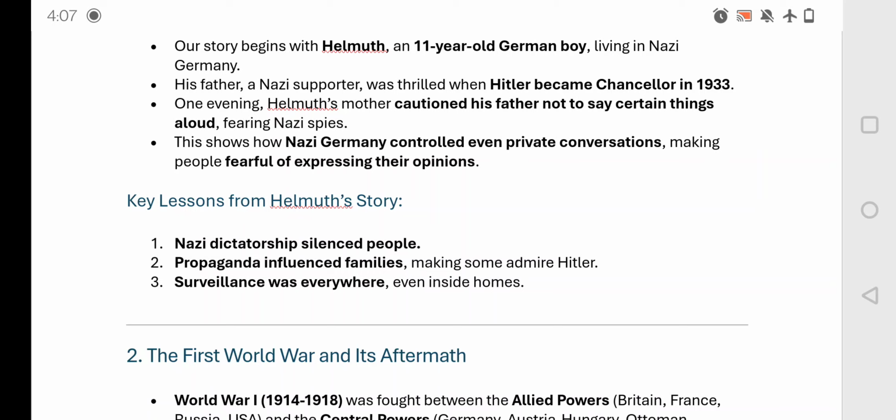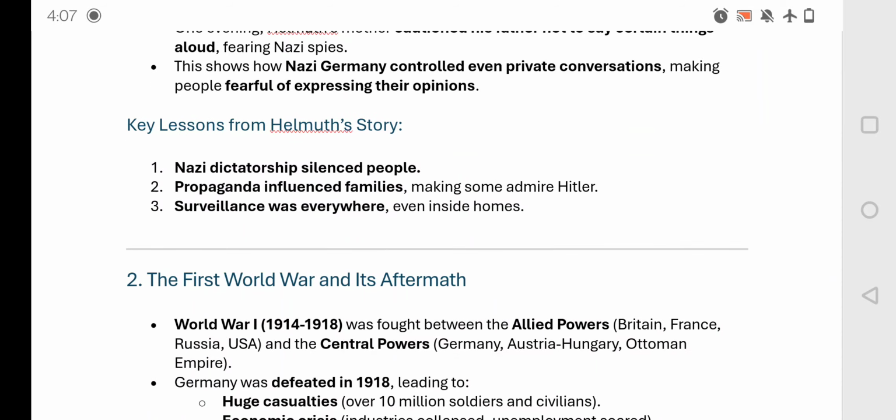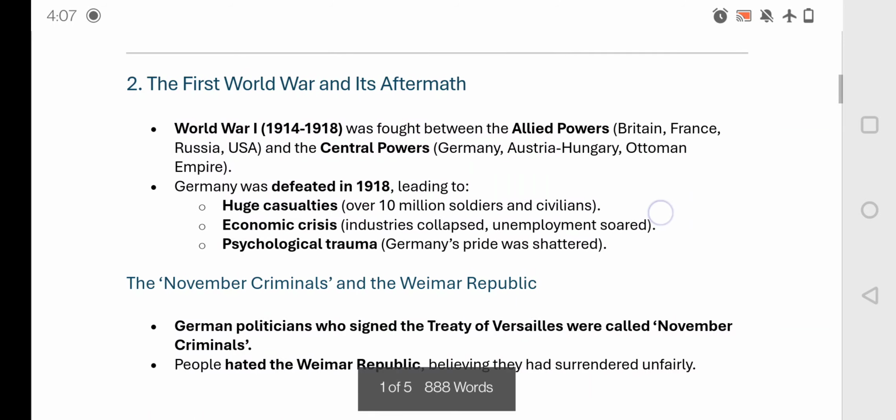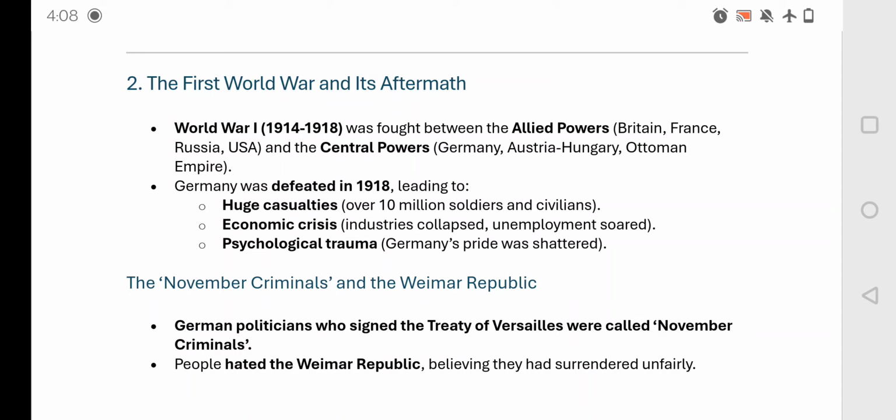So, the key lesson is that Nazi dictatorship silenced people. Second, propaganda influenced families, making some admire Hitler. Surveillance was everywhere, even inside homes. So, Nazi ideology was quite dangerous. Let's see how.